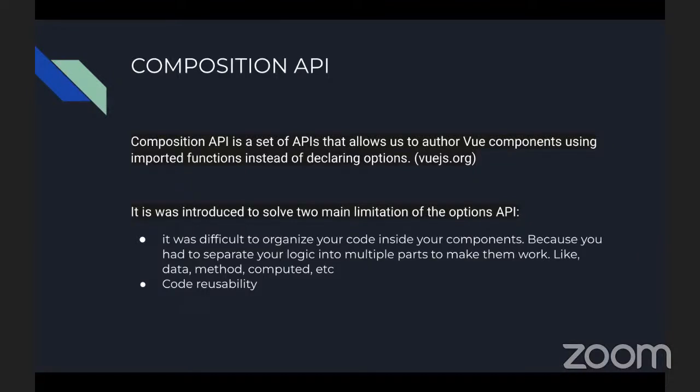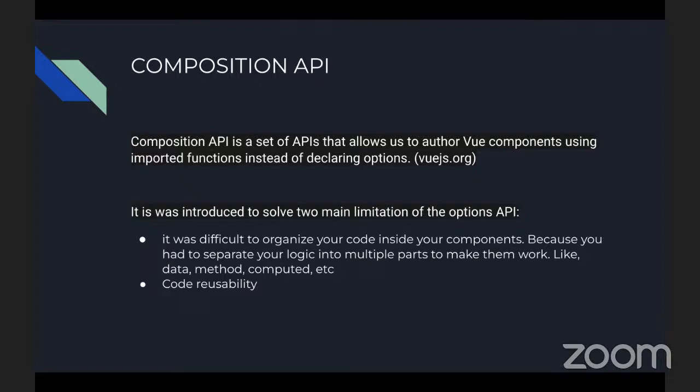Okay, so the composition API is a set of APIs that allows us to author Vue.js components using imported functions instead of the declarative options. So this is the explanation of the composition API from the official Vue.js.org website.